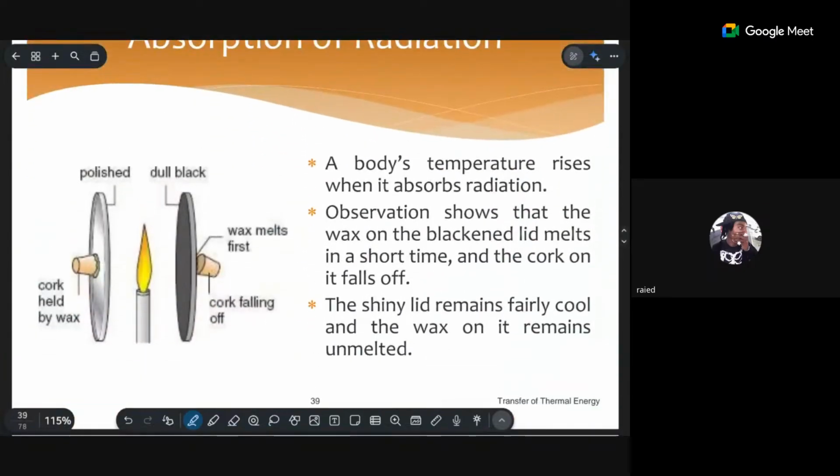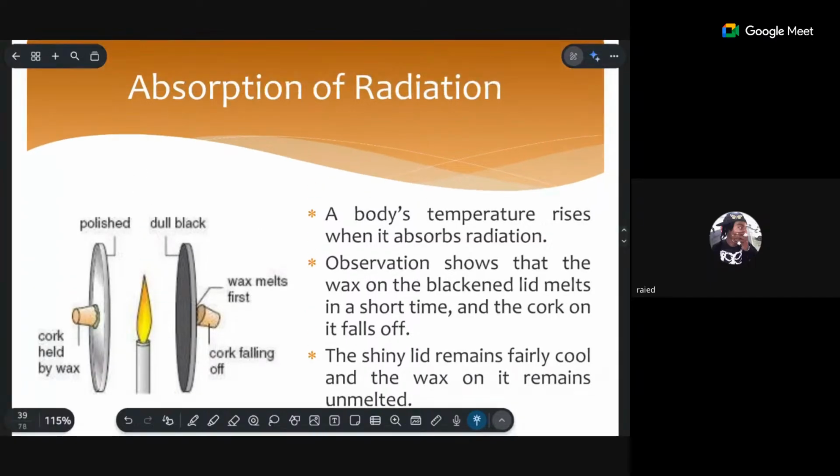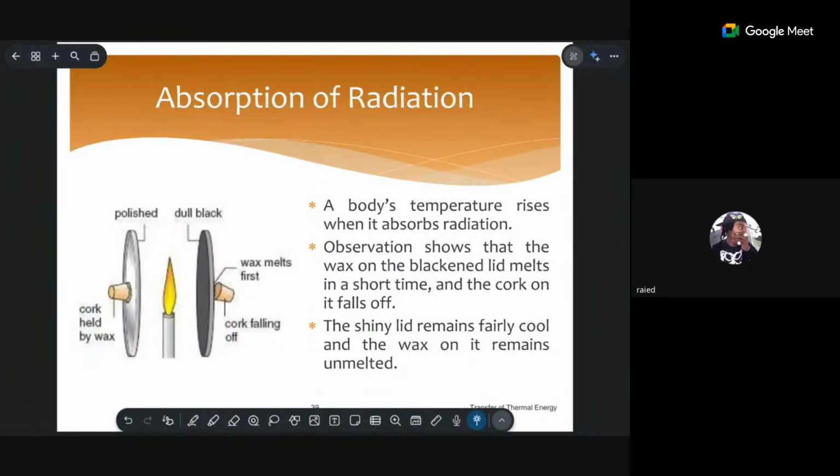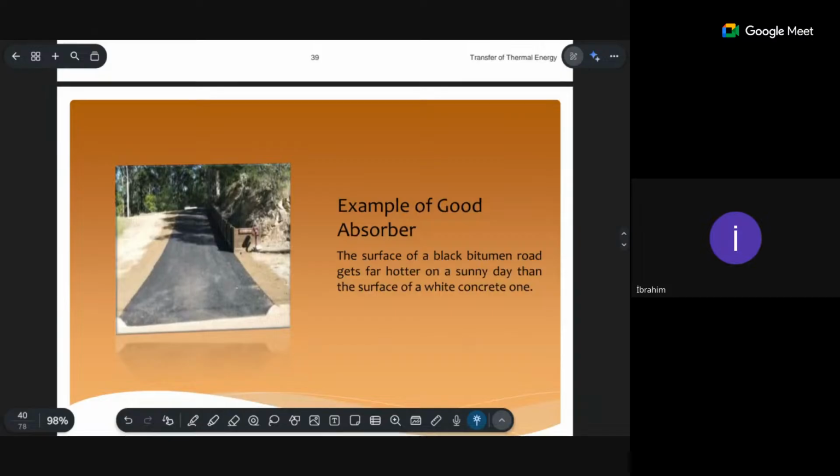Here there are two metal discs. They are equidistant from a candle, and they have been heated up. The disc which has wax attached to it, that cork falls because it heats up quickly, so it is the best absorber as well. So I simplified this whole discussion: black or dark colors are the best emitters and best absorbers. You got the point? Is this clear to everyone?